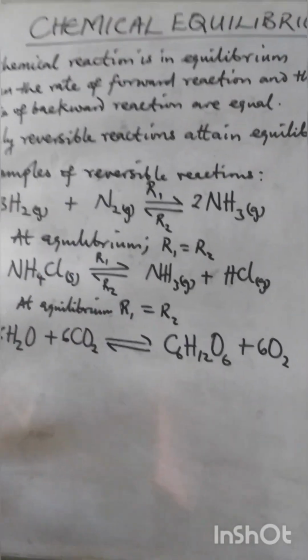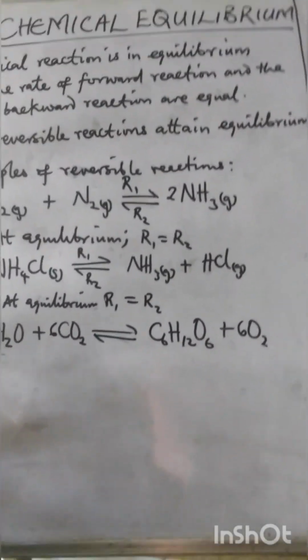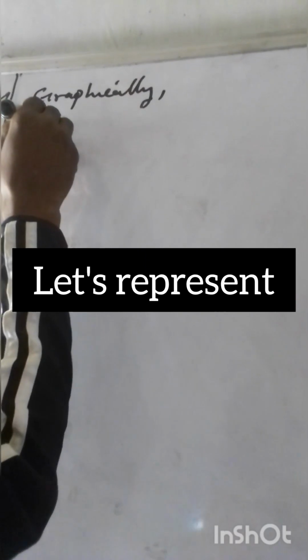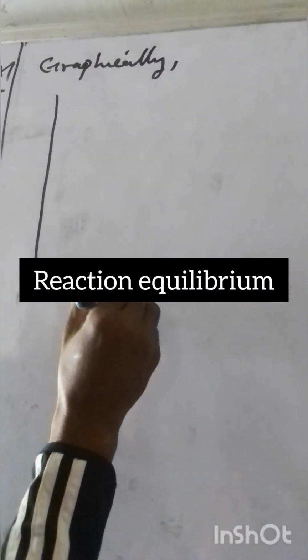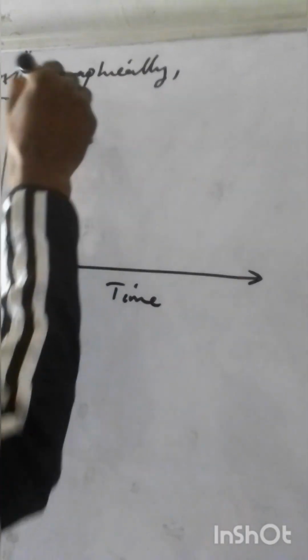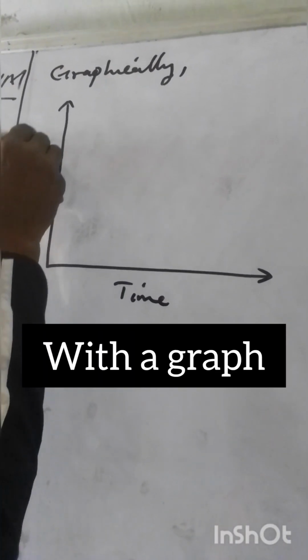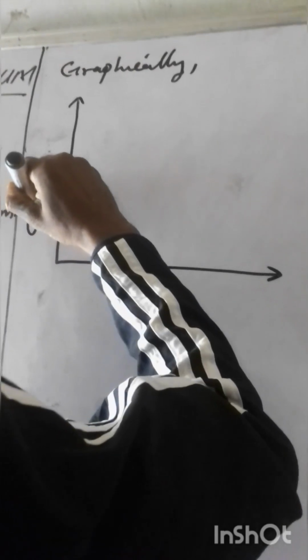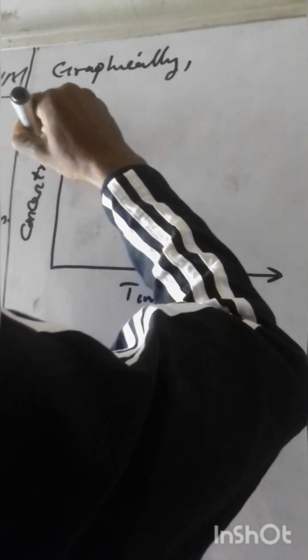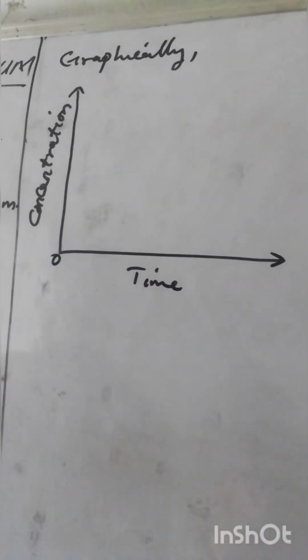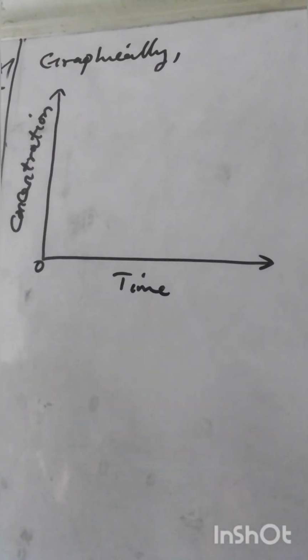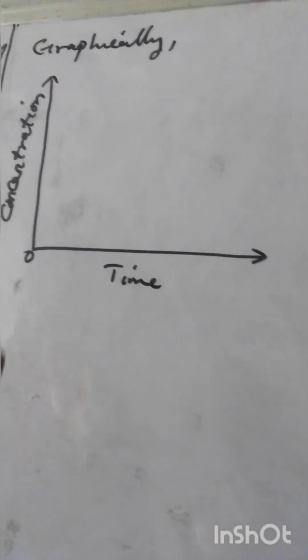Okay, graphically, let's represent reaction equilibrium with a graph. This is concentration, and this is the time axis. Now, let's take reaction 1.